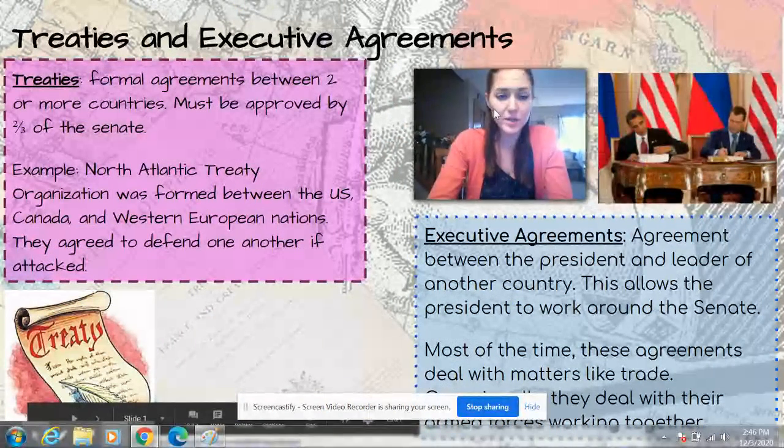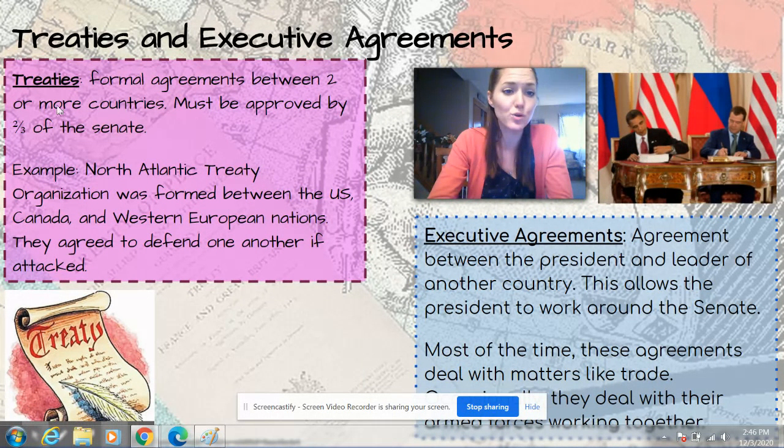Let's read the information on the slide. Treaties and executive agreements. So treaties are formal agreements between 2 or more countries, must be approved by 2/3 of the Senate. For example, the North Atlantic Treaty Organization was formed between the United States, Canada, and Western European nations. They agreed to defend one another if the other was attacked. Okay, so that kind of gives me some ideas on which goal I might start aligning this one with.